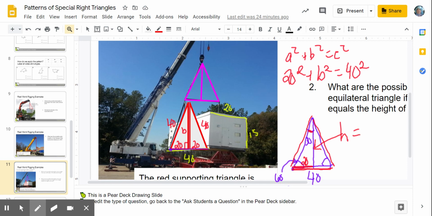Did you subtract them? So you want to do 40 squared minus 20 squared equals B squared. 40 squared minus 20 squared equals C squared. I got 34.6 as well. Good. Awesome. And it's just practice of putting things into the formula, right?